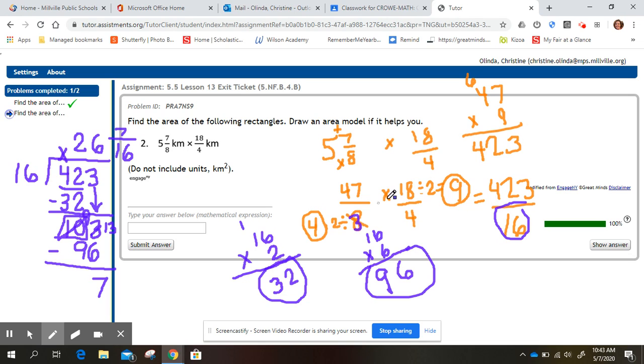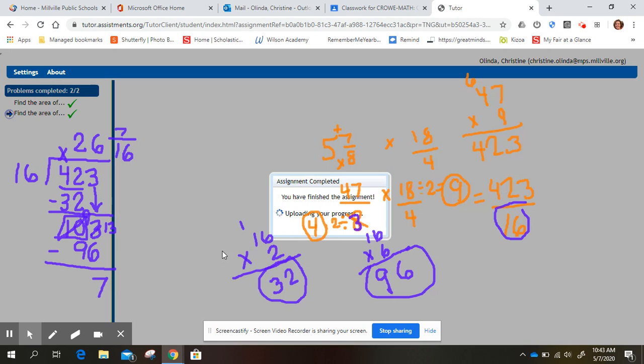Now, if you did not cross simplify here, you'll need to simplify your fraction here. But because we already cross simplified, I don't need to simplify at the end. So I type my answer 26 and 7/16. And I hit submit. It's correct and I'm finished.